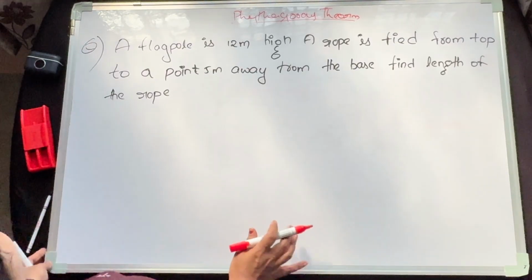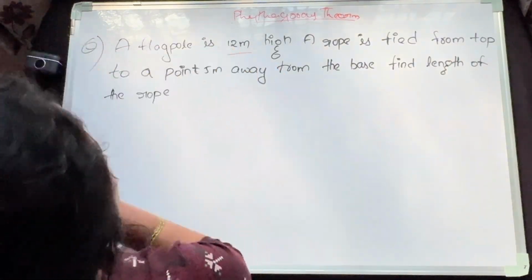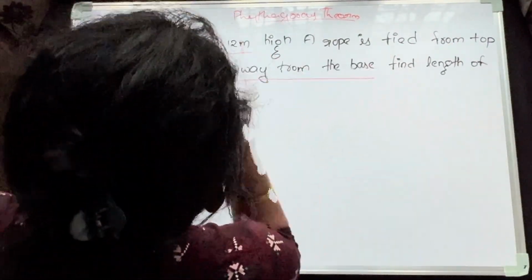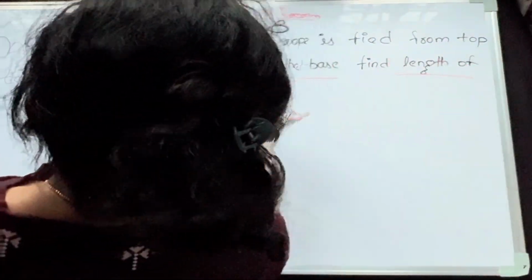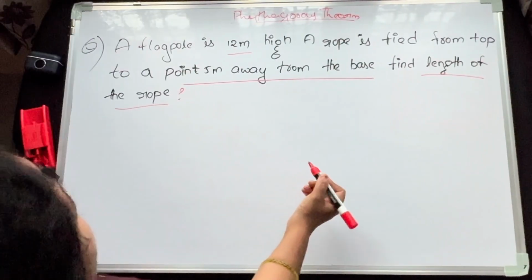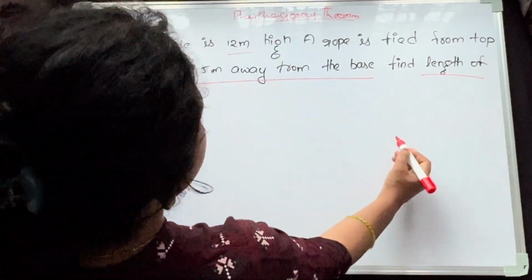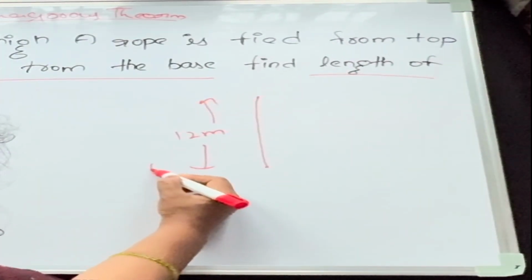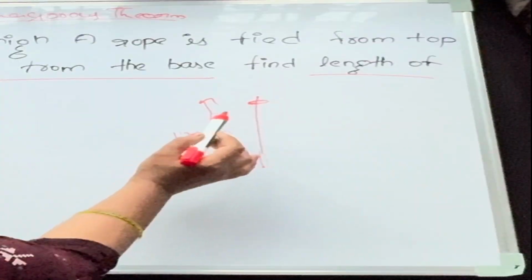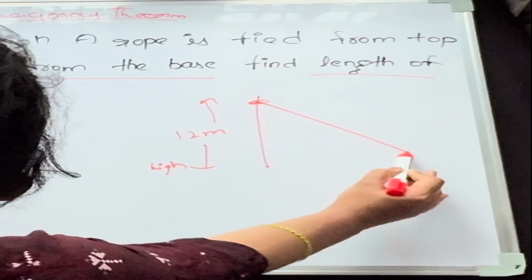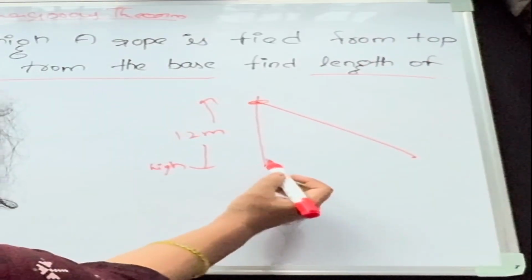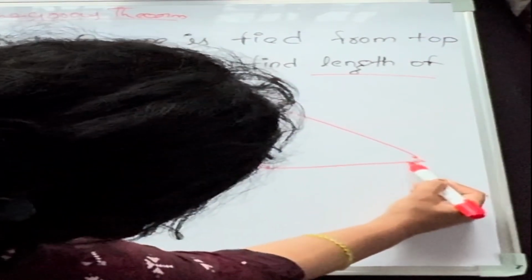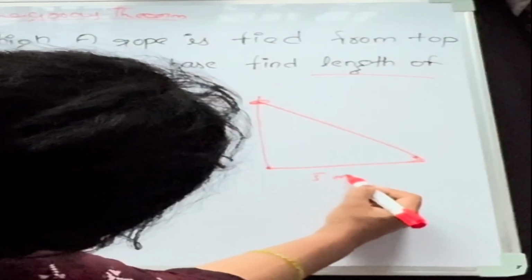The question is asked like this in the exam. A flagpole is 12 meters high. A rope is tied from the top to a point 5 meters away from the base. Find the length of the rope. Okay. How can we solve this? First, a flagpole is 12 meters high. For example, take this flagpole which is 12 meters high. A rope goes from the top here to a point 5 meters away from the base. This is the base, 5 meters away.